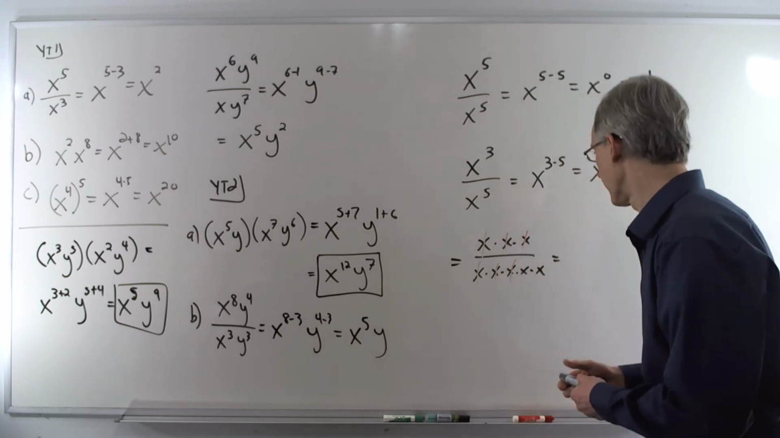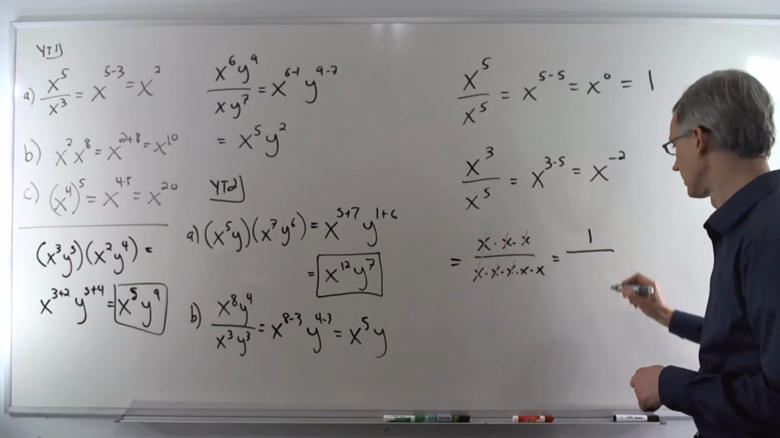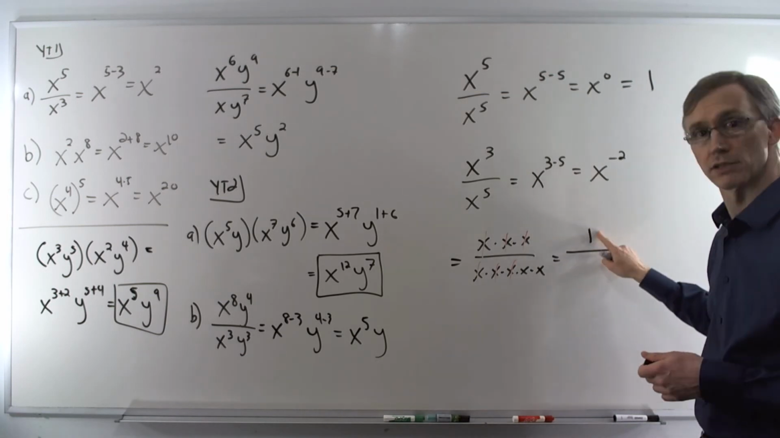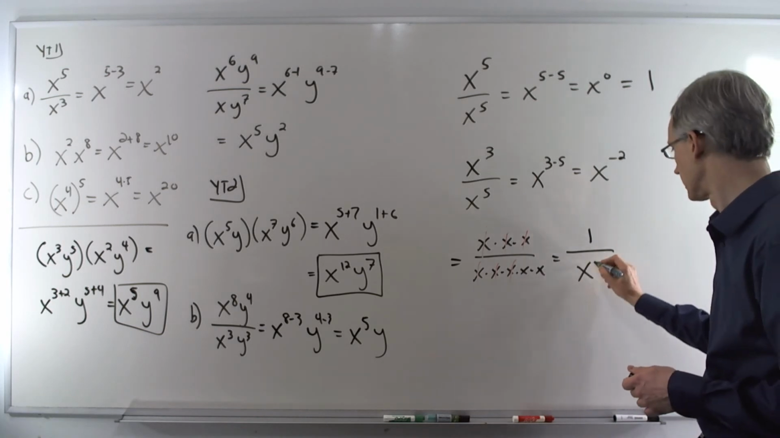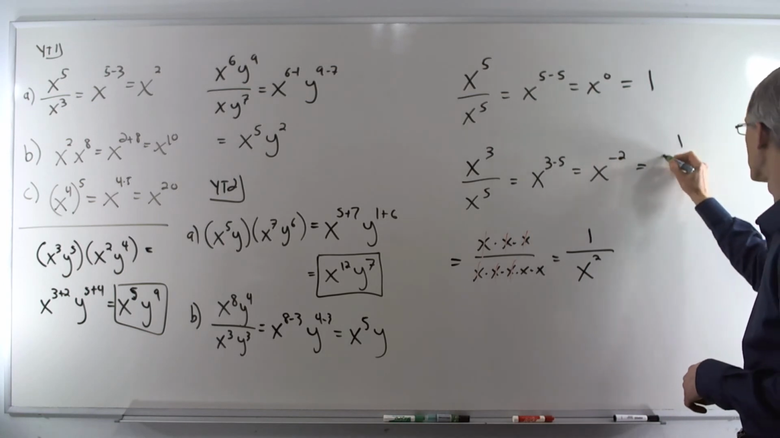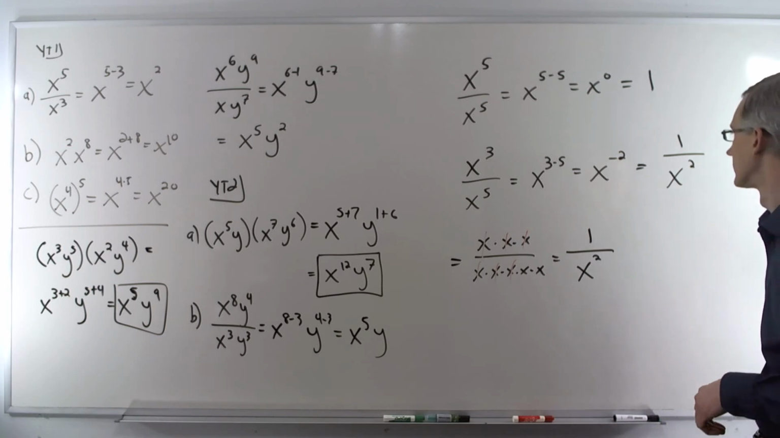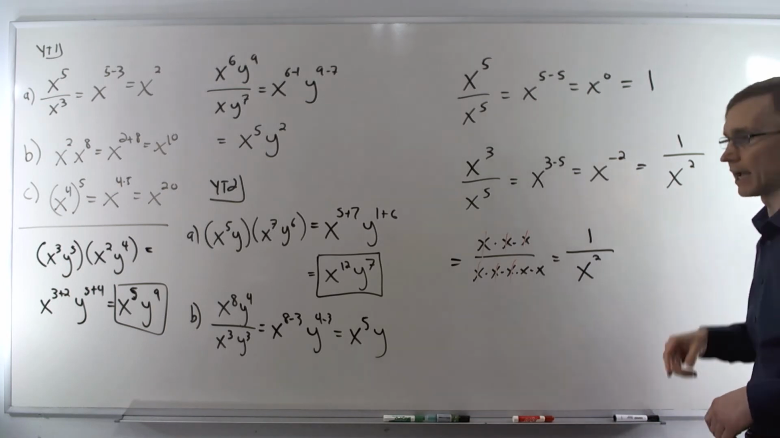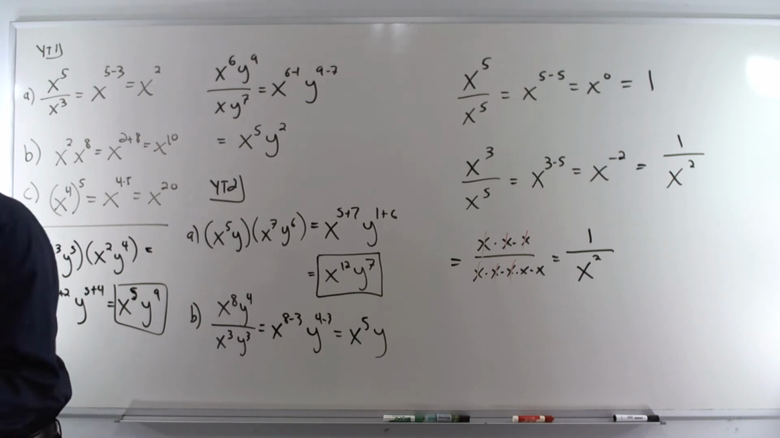And so what do we have left? We've canceled everything on top, so that means we have a 1 on top. Remember, once you're done canceling, that leaves us a 1, not a 0. And the bottom, we have x to the second power. So that means x to the negative 2 must equal 1 over x squared. And that is indeed the case. And that brings us to the definition of 0 exponent and negative exponent.